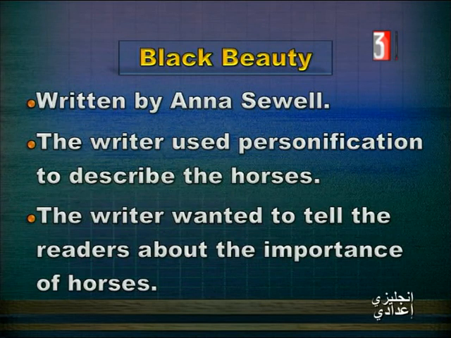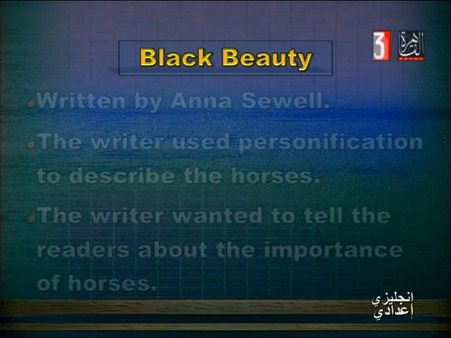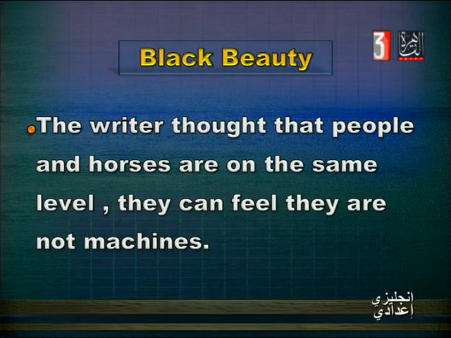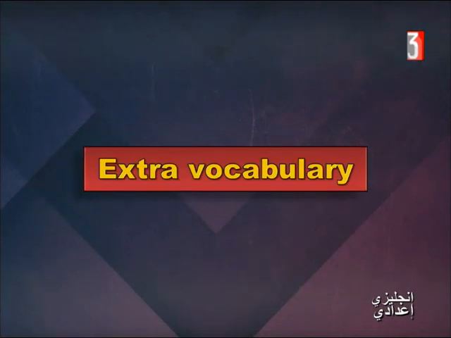So let's continue. We have here, the writer thought that people and the horses are on the same level. And Sewell in this story told us that horses and the people are on the same level. They are equal. They can feel. They are not machines. Yes. We have here some extra vocabulary that we can discuss together. So let's see the extra vocabulary.